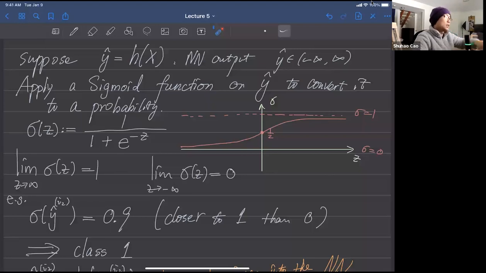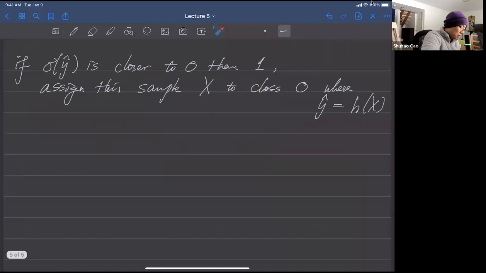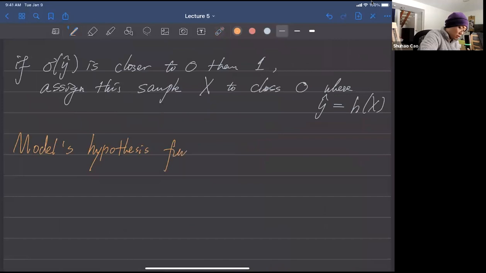And finally, our neural network, our model, our hypothesis function, is used to approximate this conditional probability. Okay.